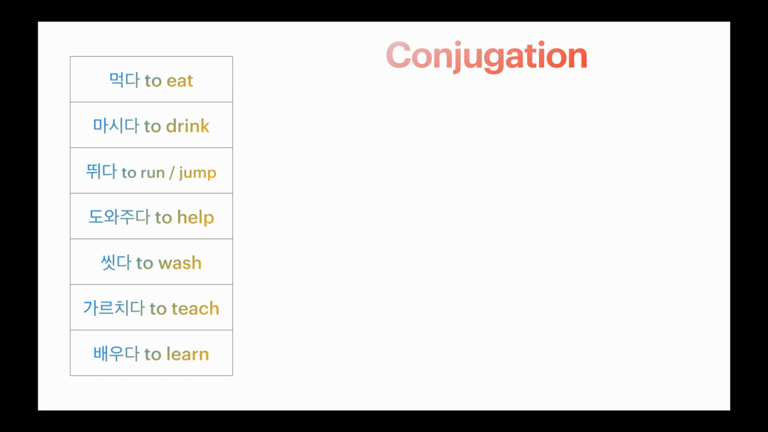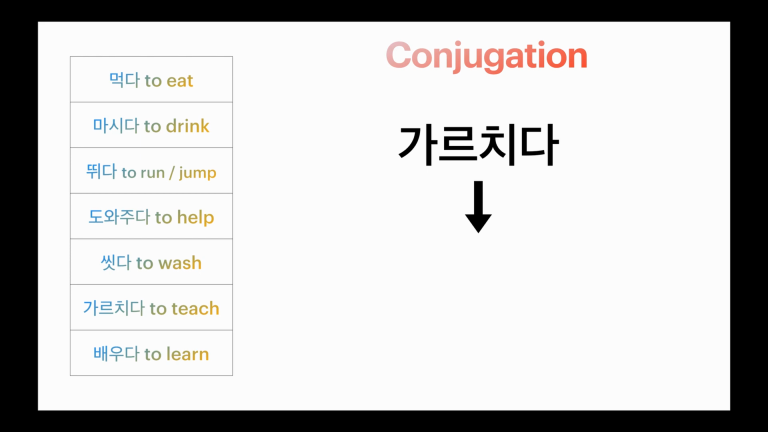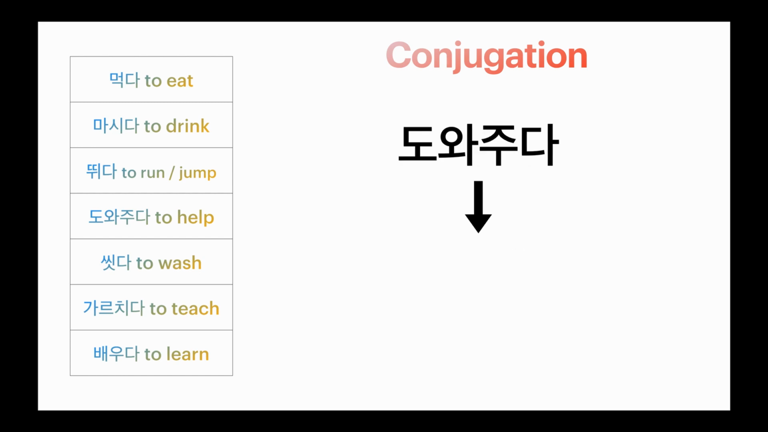First, let's go ahead and review the conjugation rules that we just learned in this video. Starting with 씻다. 씻다 is the dictionary form, but in present tense it is 씻어요. 먹다. 먹어요. 뛰다. 뛰어요. 가르치다. 가르쳐요. 마시다. 마셔요. 배우다. 배워요. 도와주다. 도와줘요.